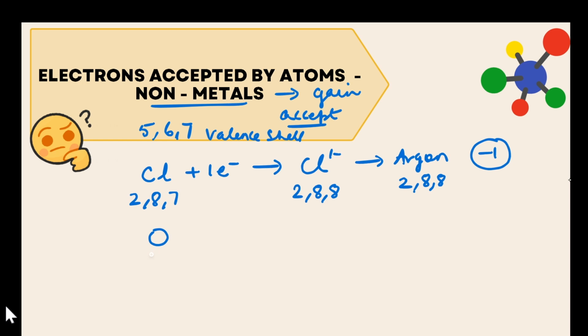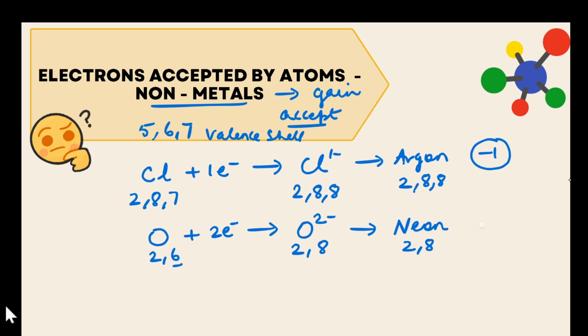Next, if we take the example of oxygen, oxygen configuration is 2,6. Now here, how many electrons does it require to complete its octet? It requires 2 electrons in order to complete its octet. So it will gain 2 electrons, its charge will be 2-, that is the oxide ion. Its configuration will change to 2,8, which is closest to the nearest noble gas, neon. Neon configuration is 2,8. And because it has gained 2 extra electrons, the valency of oxygen will be -2. So that is what you need to understand in this part.